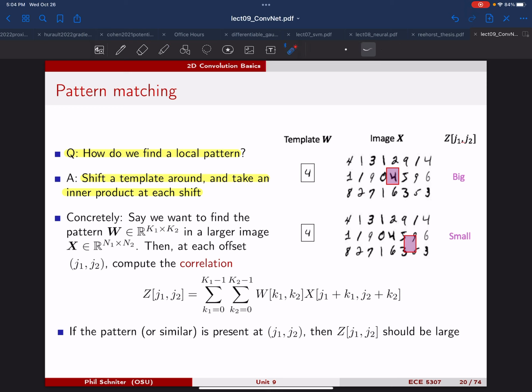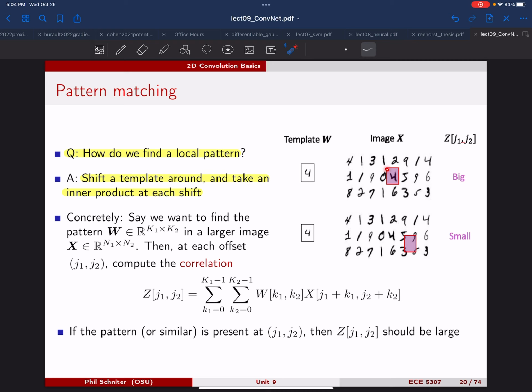So visually, imagine that our template is this little 4, and imagine that our image has all these different digits in it, and we want to look for the location of 4s in our image. So what we do is we take this template, and we just slide it around. We slide it all the way around our image.